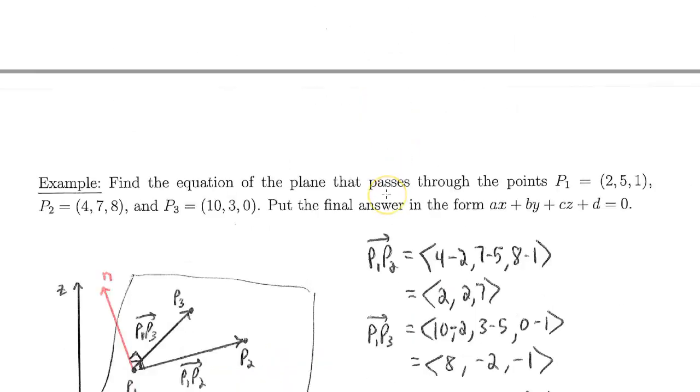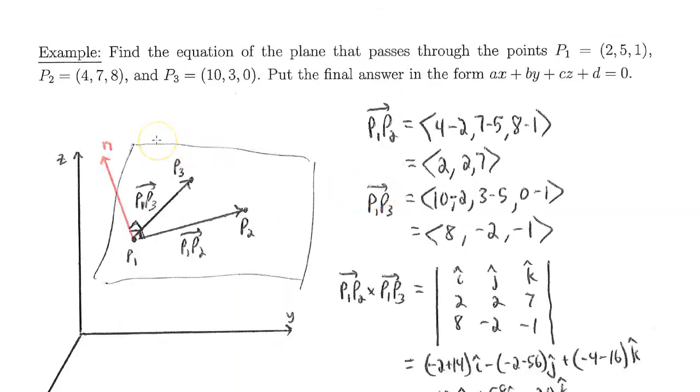All right, now let's look at an example, and I think this is a really interesting example. Find the equation of the plane that passes through the points P1, P2, and P3. So I have coordinates for each of these three points, and then put your final answer in this form. Notice if you have three points out in 3-dimensional space, as long as these three points aren't all on the same line, those three points should determine a unique plane. There'll be a unique plane that goes through those three points, and the question is, what's an equation for that plane?